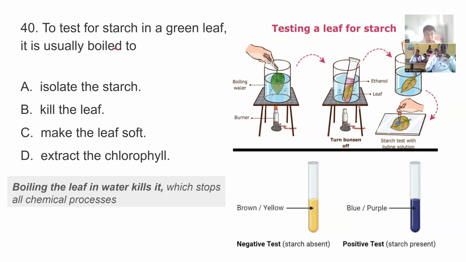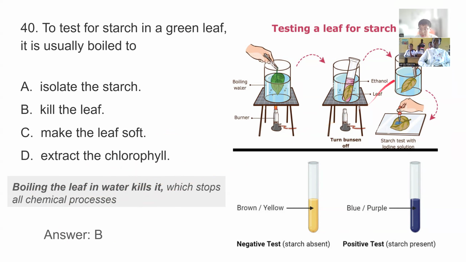So, to test for starch in a green leaf, it is boiled to. Is it to isolate the starch? Is it to kill the leaf? Is it to make the leaf soft? Or is it to extract chlorophyll? So this is just a process for testing a leaf for starch. And boiling the leaf would just kill it, which stops all chemical processes.